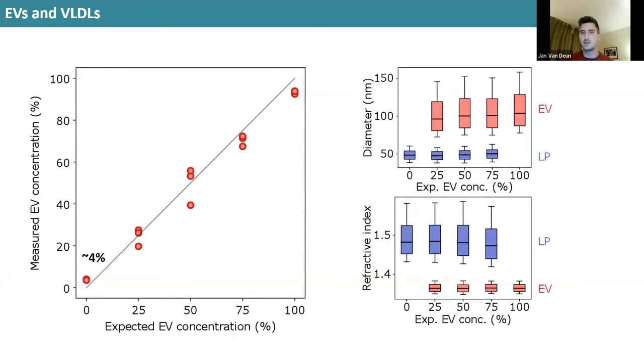What you can also do with INTA is then look at the individual diameter and refractive index of these two populations. So the EVs are generally a bit larger in this case than the lipoproteins, and the refractive index also stays the same in these different mixtures. So it's able to really distinguish these populations and extract a refractive index which is below 1.4 for the EVs and then above for the lipoproteins.